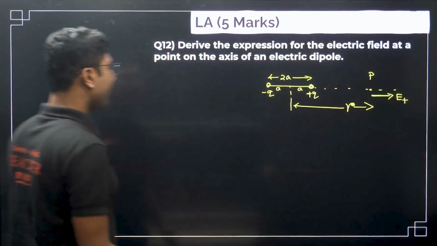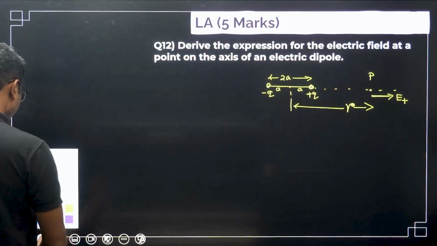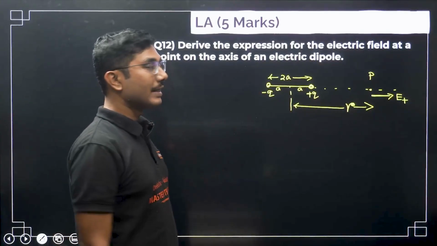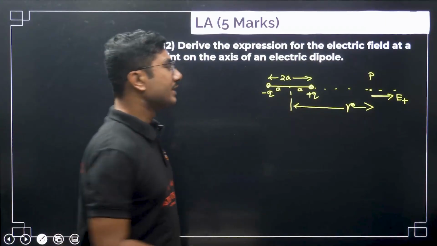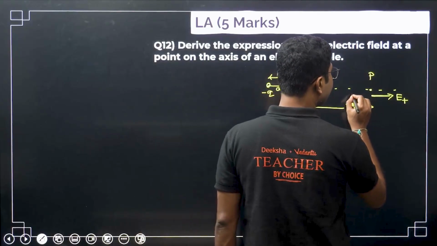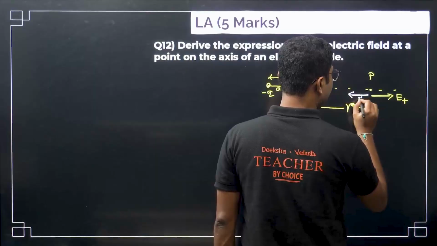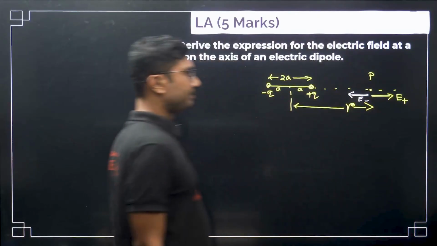Okay, the electric field due to the plus charge will always be away from it. So what will be the electric field due to the negative charge? The electric field due to the negative charge is always towards it. So the electric field due to the negative charge will be towards the charge. So this is the negative electric field.